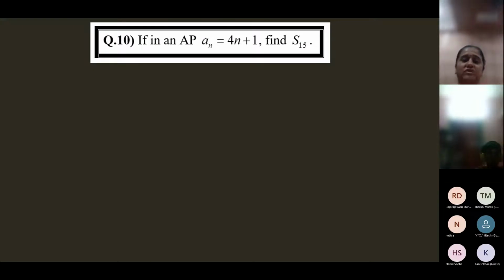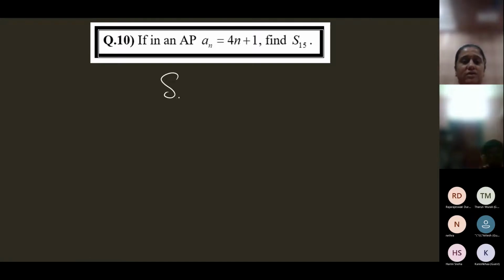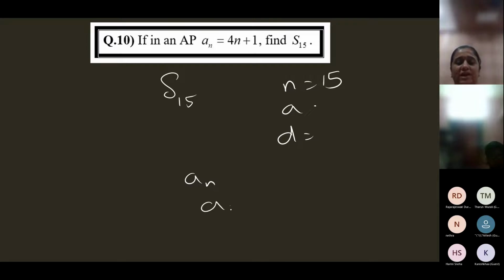So how will you do this, children? Here you have to find S15. S15. So that means n is 15. What about a and d? We have to find. We know an. So you can find a1, a2 and find a and d. Correct? And then find S15. Correct?